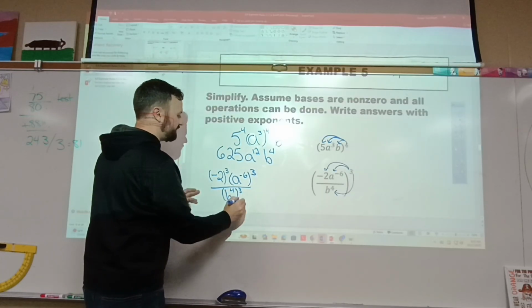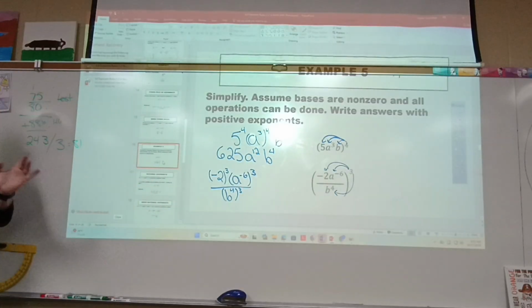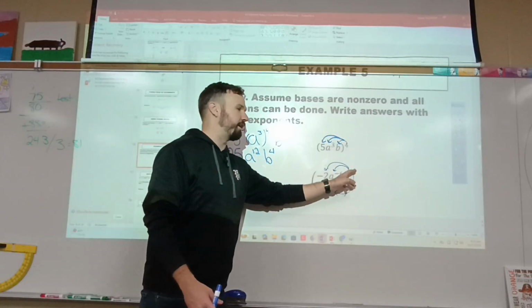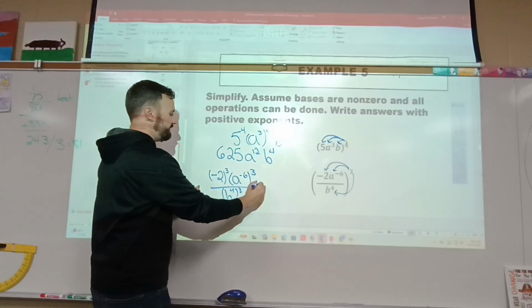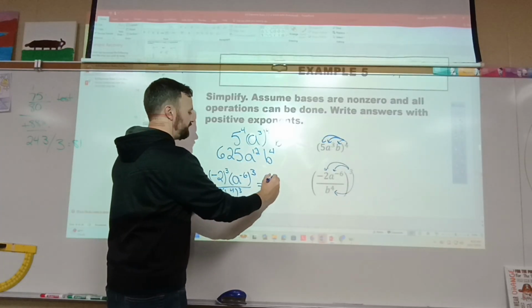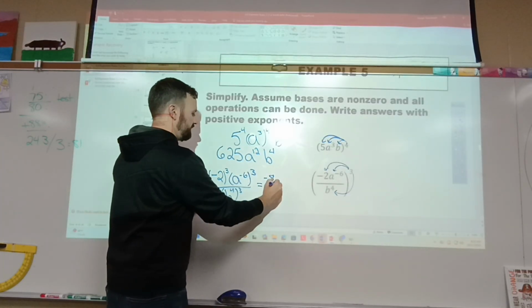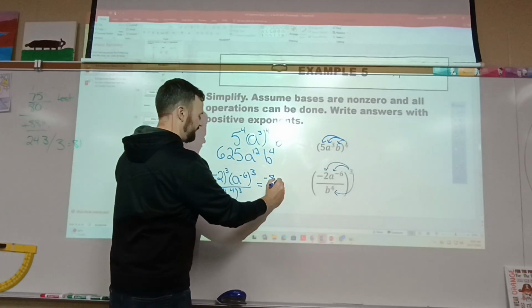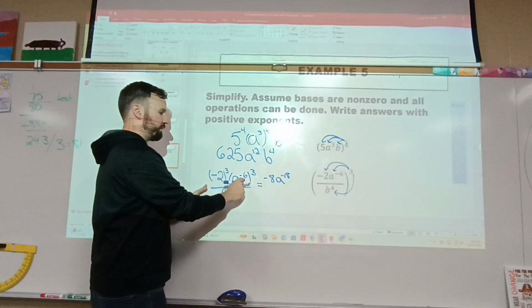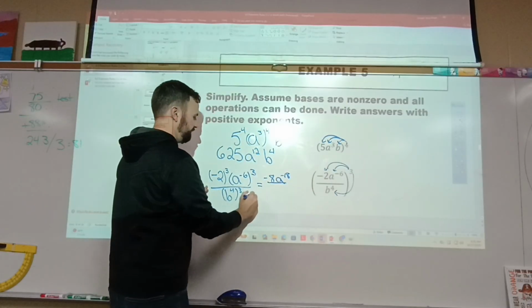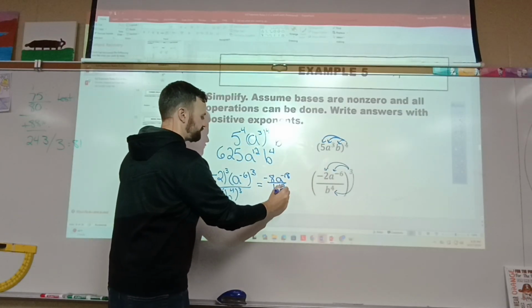Do you have to write this? For some of you, for exponent rules, I don't write down all my steps because for some reason there's just a lot going on. I would just multiply all my exponents by 3 and rewrite it. Negative 2 to the 3rd is negative 8. A to the negative 18, because I'm multiplying negative 6 by 3. And then b to the 12.